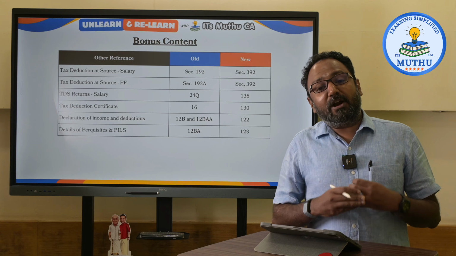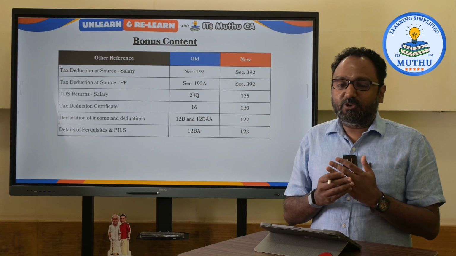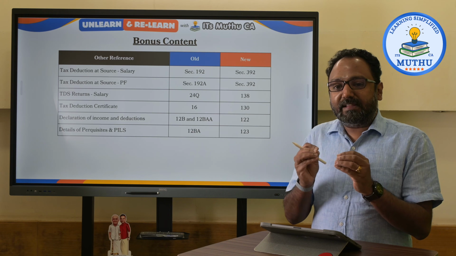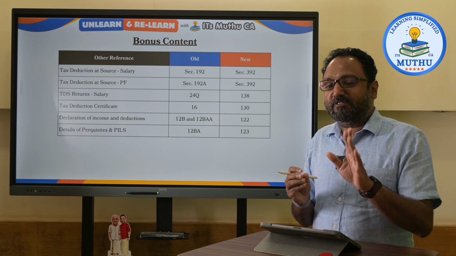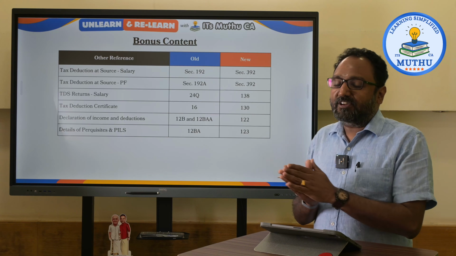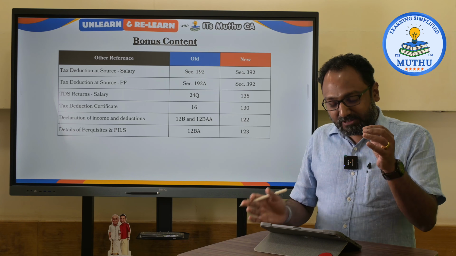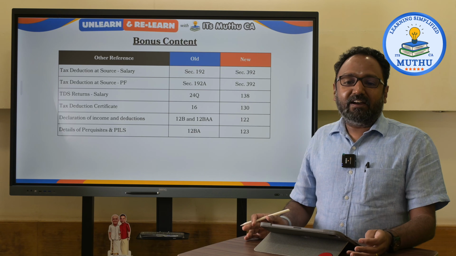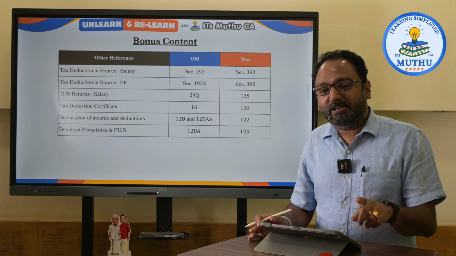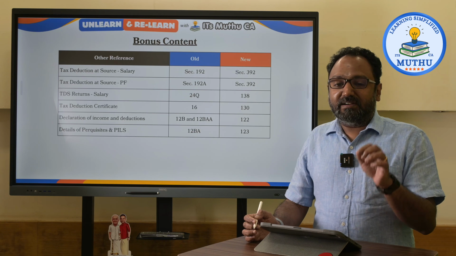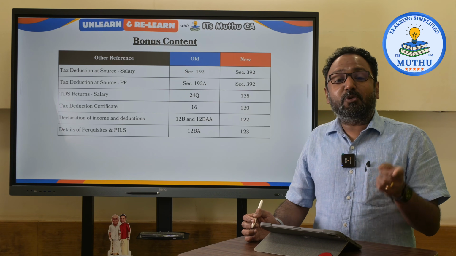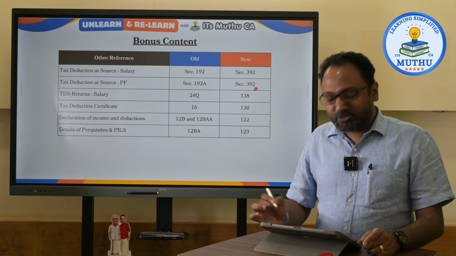I told you that there is one bonus content at the end of this, so we have come to that point. I'm going to tell you various forms which you need to get adapted to, which you need to relearn from 1st April 2026. So tax deduction at salary, which was earlier under section 192, is going to be under section 392. TDS on PF withdrawal, which was under 192A, is also 392.